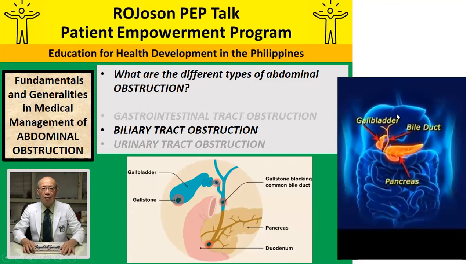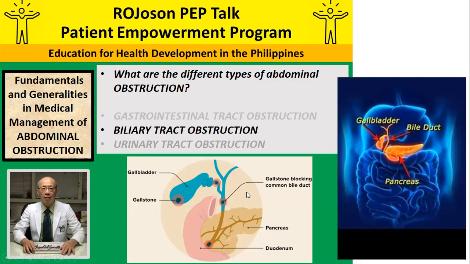Okay, so you have the common bile duct. You have the hepatic duct, which means the ducts coming from the liver. And then you have the pancreas here, in which you have a pancreatic duct here. And all of this leads to a drainage into the small intestine.